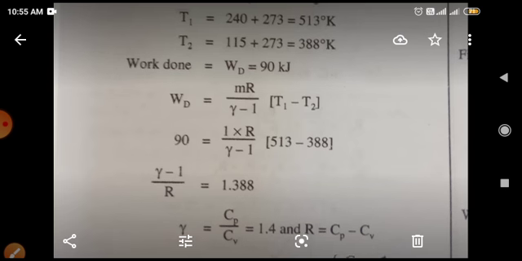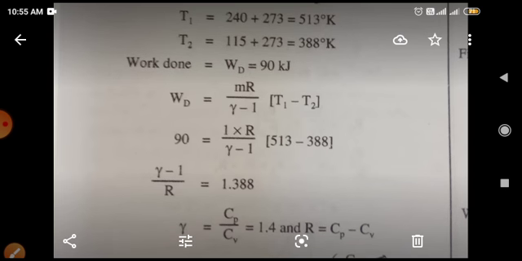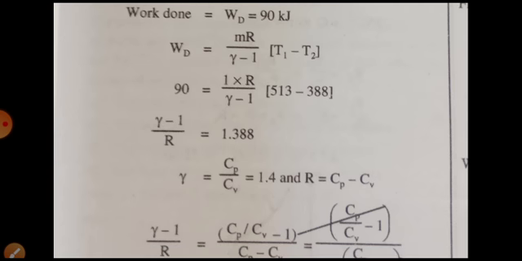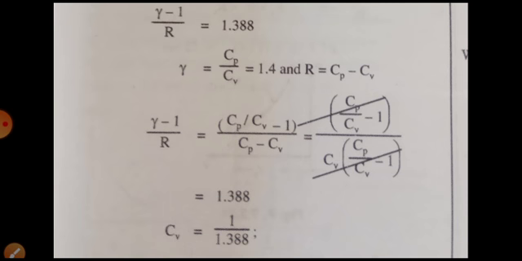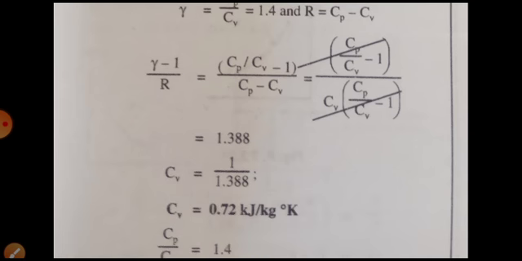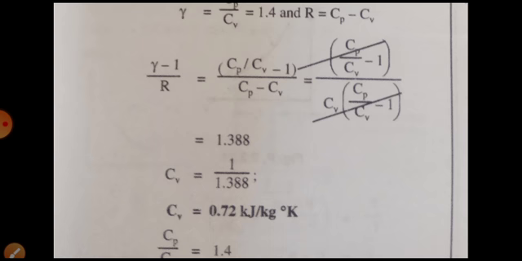We have the formula for work done: W equals mR upon gamma minus 1 into T1 minus T2. Putting all these values, you will get gamma minus 1 upon R. As we know, gamma is equal to Cp upon Cv, which equals 1.4. So put this value into that equation, and you get gamma minus 1 upon R is equal to (Cp upon Cv minus 1) upon (Cp minus Cv). So you have got 1.388 is equal to gamma minus 1 upon R.